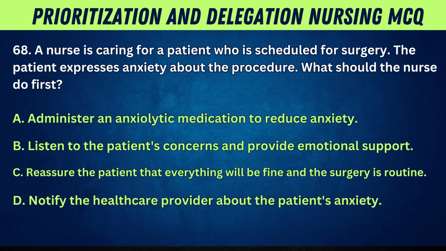68. A nurse is caring for a patient who is scheduled for surgery. The patient expresses anxiety about the procedure. What should the nurse do first? A. Administer an anxiolytic medication to reduce anxiety. B. Listen to the patient's concerns and provide emotional support. C. Reassure the patient that everything will be fine and the surgery is routine. D. Notify the healthcare provider about the patient's anxiety.